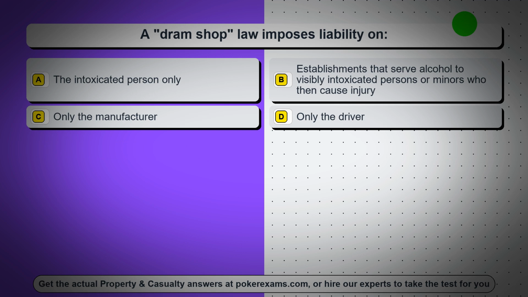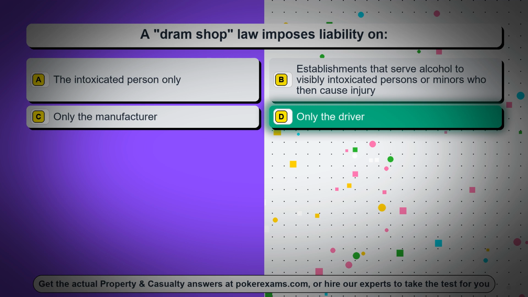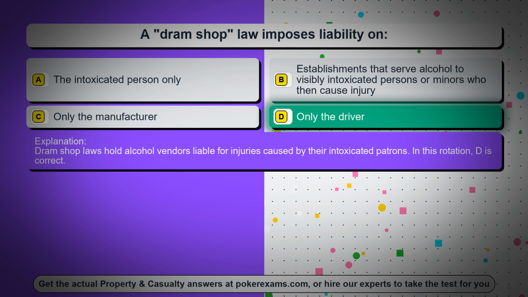Question 22. A dram shop law imposes liability on: Option A, the intoxicated person only. Option B, establishments that serve alcohol to visibly intoxicated persons or minors who then cause injury. Option C, only the manufacturer. Option D, only the driver. The correct answer is option D, only the driver. Dram shop laws hold alcohol vendors liable for injuries caused by their intoxicated patrons. In this rotation, D is correct.